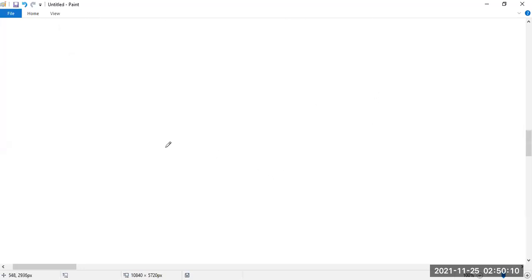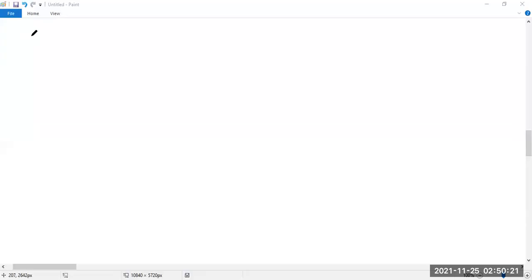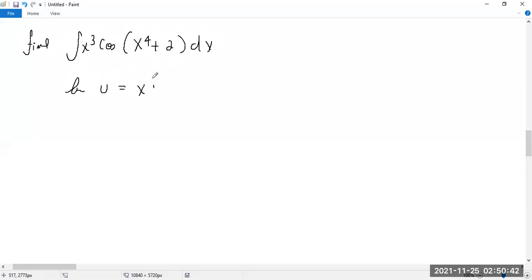Plus c, of course. Let's take a look at this one. It says find the integral of x cubed cosine of x to the 4th plus 2 dx. Basic idea is to let u equal x to the 4th plus 2.